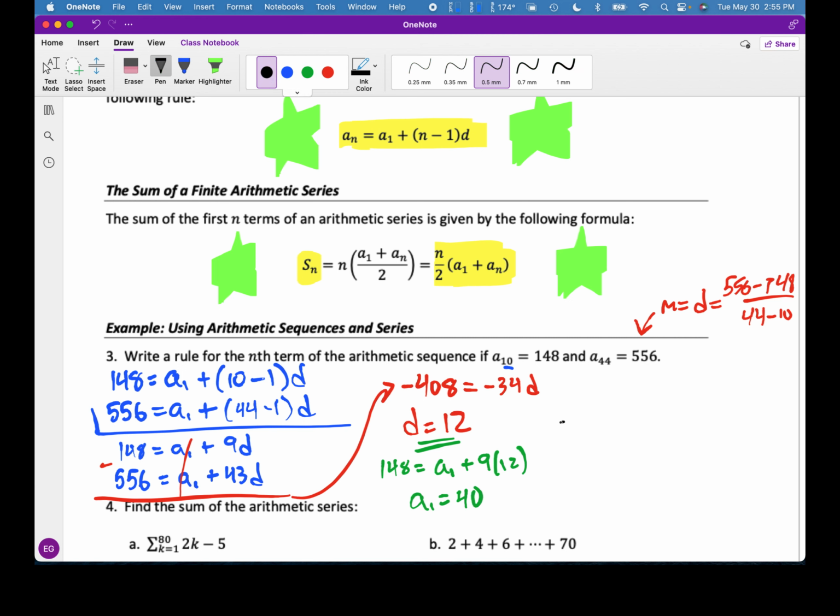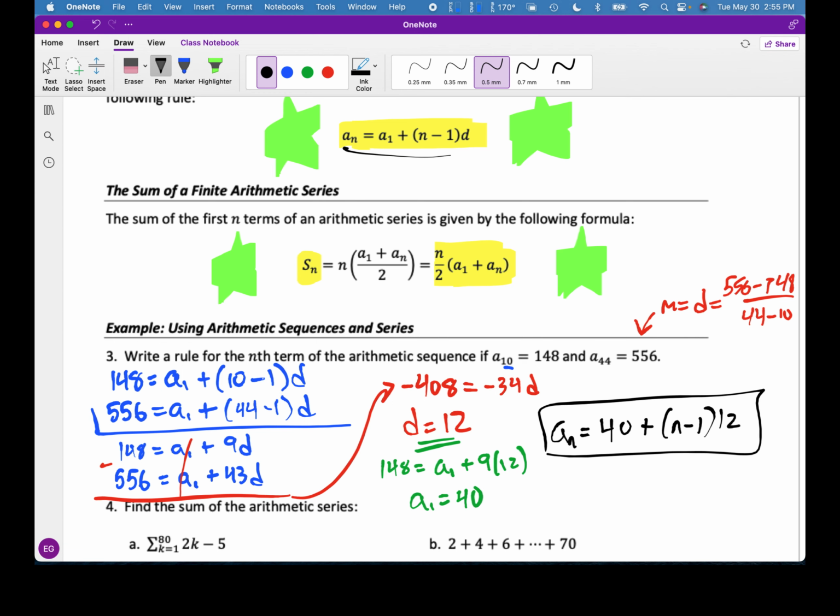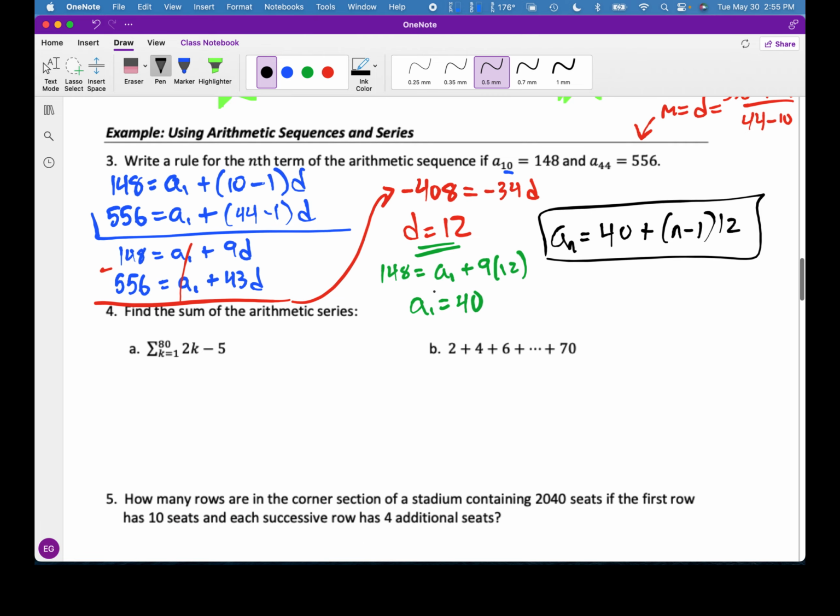And so now to write the actual rule, I just fill in the blanks of that big equation way up there, leaving n as n and an as an. If you want to simplify that, you can, but you can also just leave it.